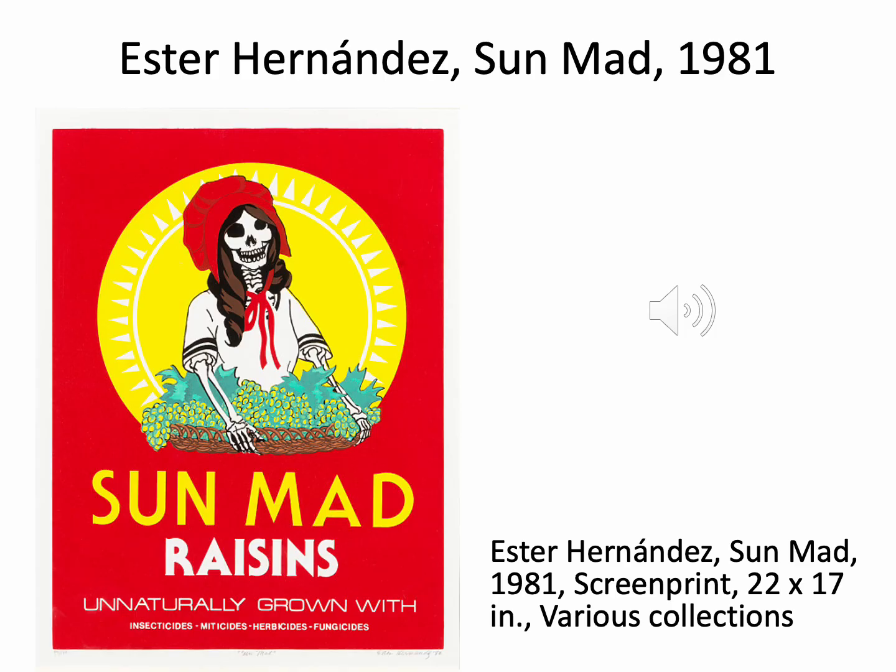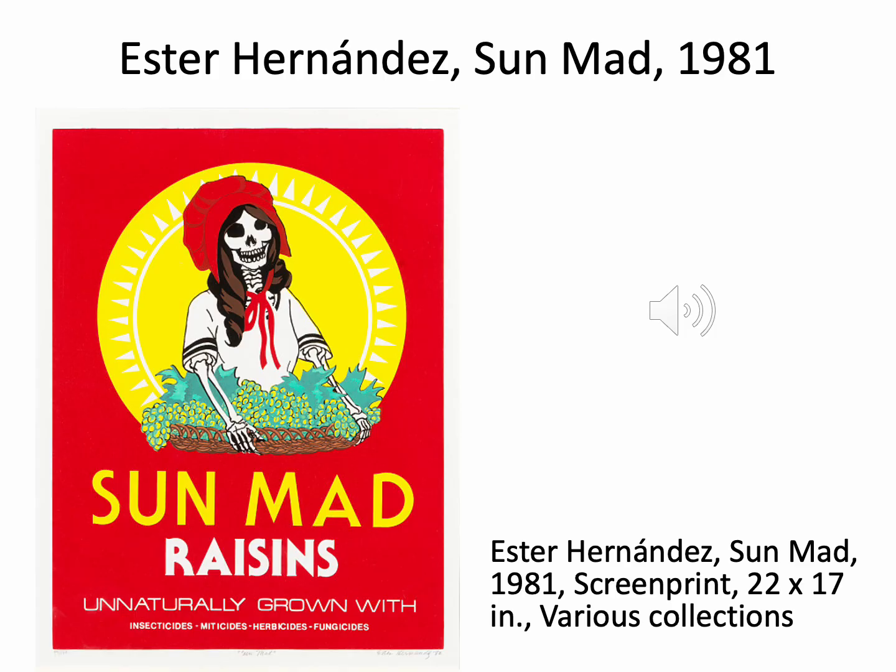Esther Hernandez's Sun Mad is a bold, graphic protest piece that reimagines the familiar sun-made raisin box as a symbol of toxic agriculture. In her version, the smiling maiden is transformed into a skeletal figure, an allusion to both Dia de los Muertos iconography and environmental death. The blood-red background and acid yellow lettering scream urgency. Created in 1981, this screen print was Hernandez's response to the dangerous pesticides used in California's Central Valley, where she and her family had worked as farm laborers. The message is clear: beneath the sunny branding lies a system that poisons the workers and the land.